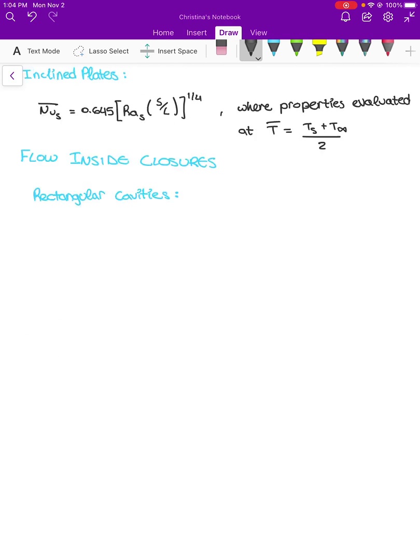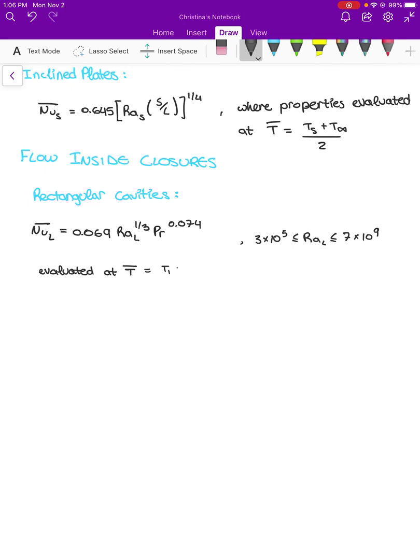For fluid inside enclosures, we will consider three different geometries: rectangular cavities, concentric cylinders, and concentric spheres. A rectangular cavity is a box that has a fluid inside it. The box could be vertical, horizontal, or at an angle. For a horizontal cavity heated from below, we have the following Nusselt correlation. For this equation, all the properties are evaluated at the average T, which is the average between T1 and T2.